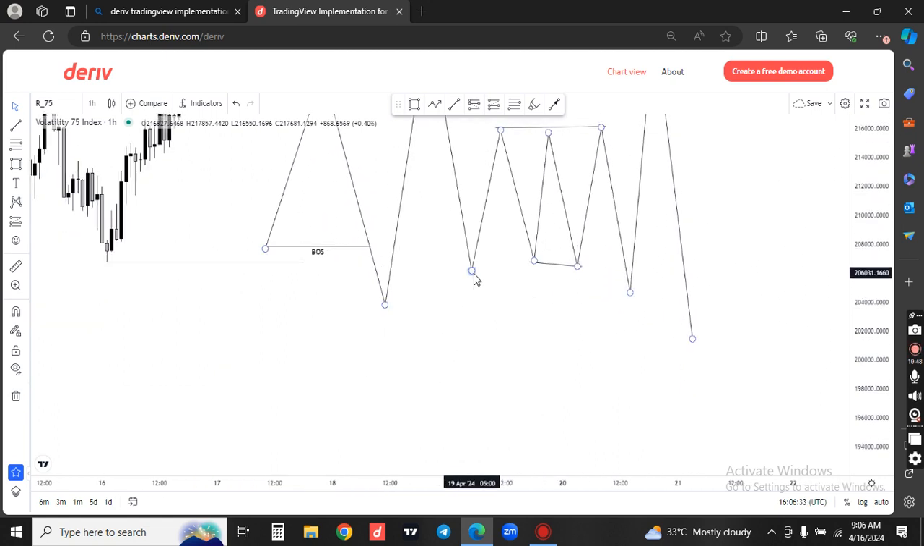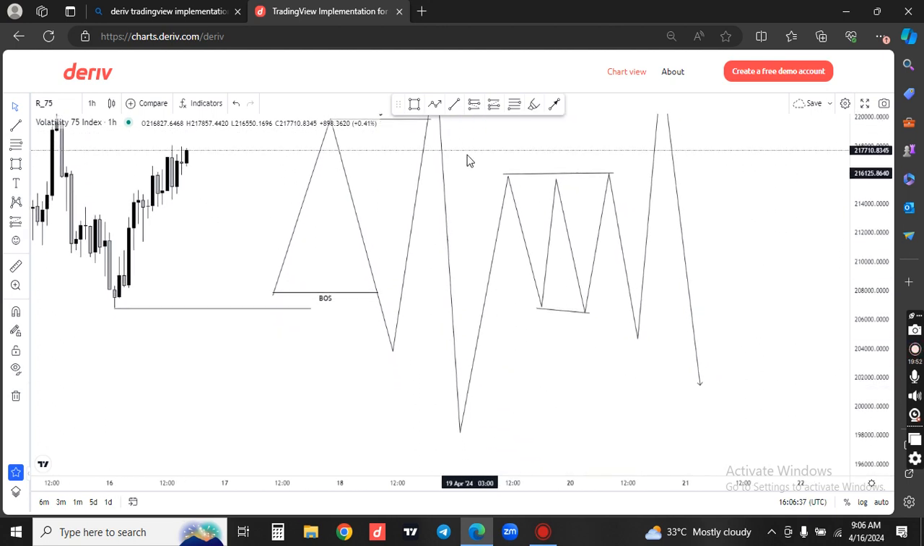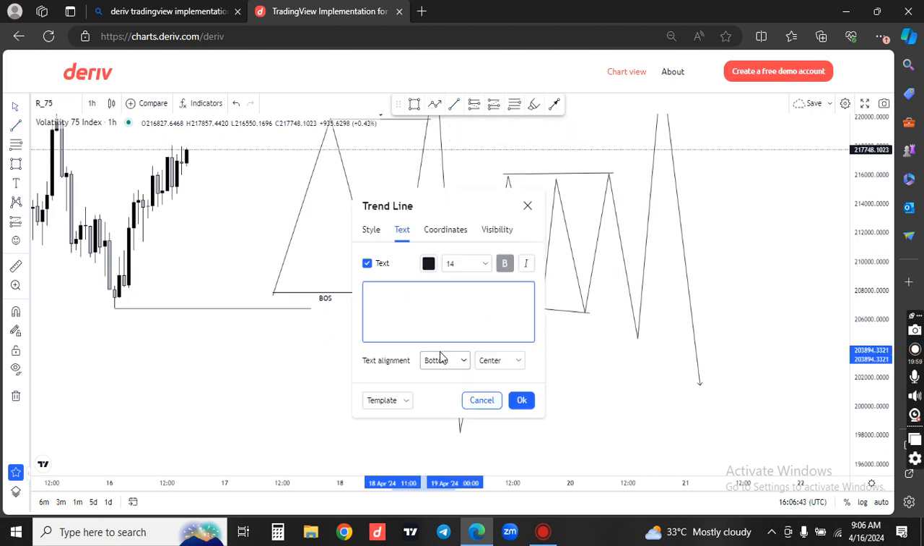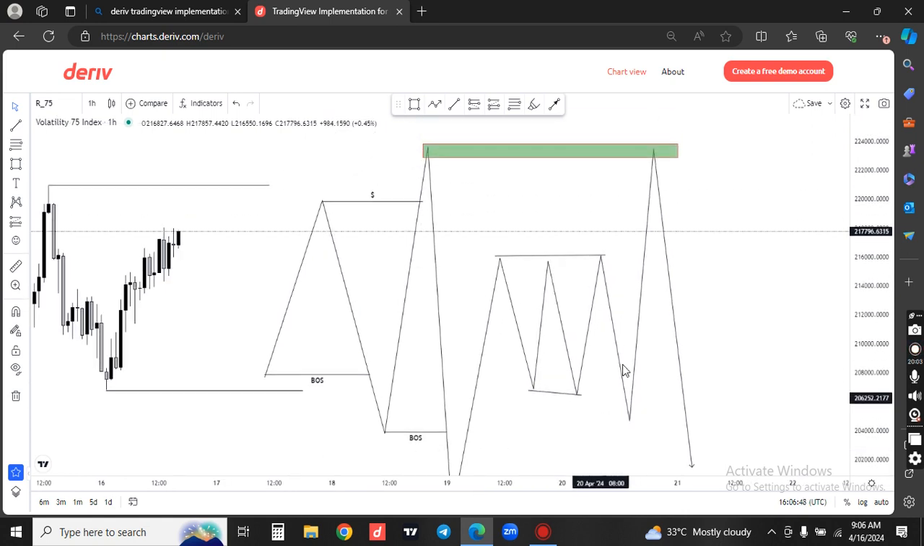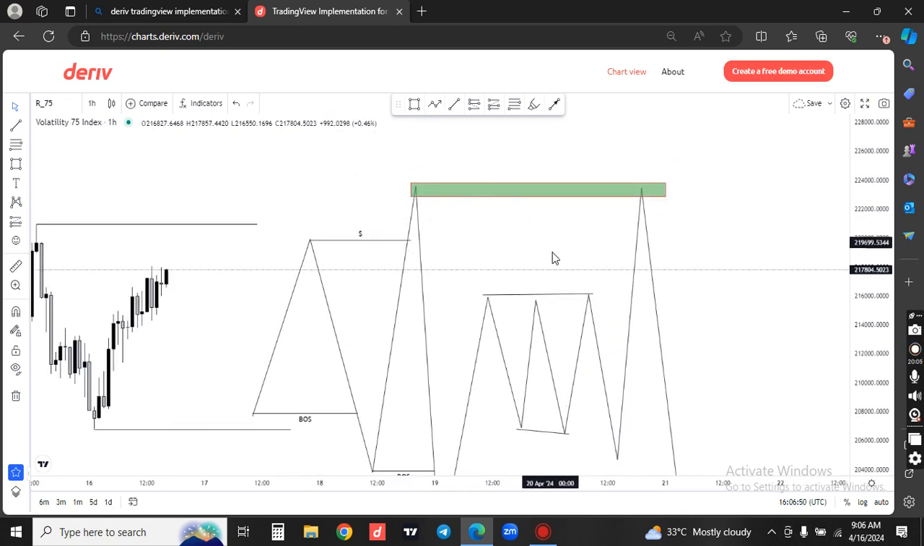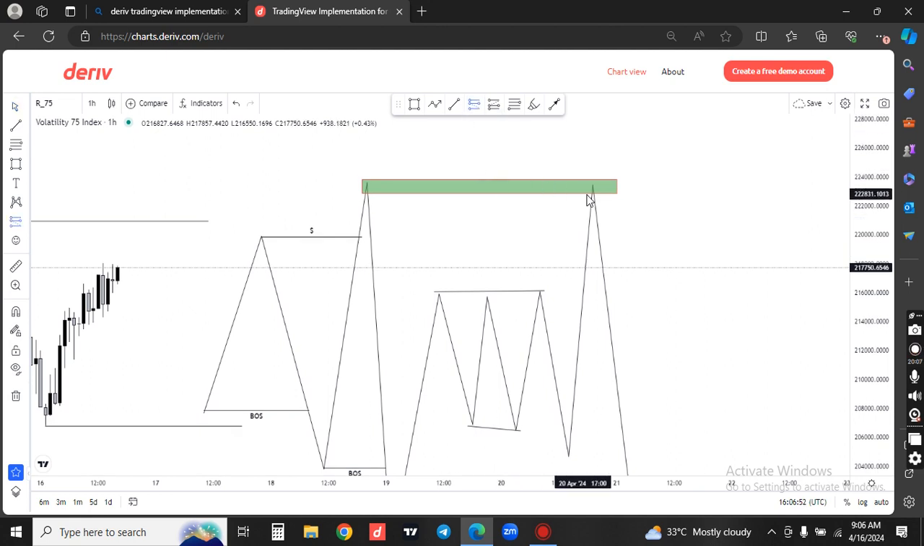So this thing is supposed to give us another, second break of structure, because this is the pattern I trade, right? I trade this pattern all the time. I don't deviate. This is the only pattern I trade. So this is the second break of structure. Then we wait for price to come back to our order block, then we take our trade.